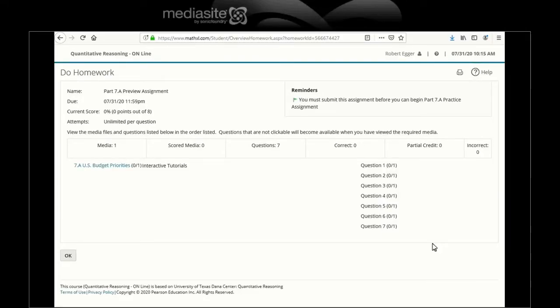Hello, and welcome to Quantitative Reasoning, U.S. Budget Priorities, Lesson 7A, preview tutorial. Today for this lesson, we'll be doing the USA Budget Priorities 7A interactive tutorial, and we'll finish up with the follow-up video on the questions, just as we've done previously. So let's get started.